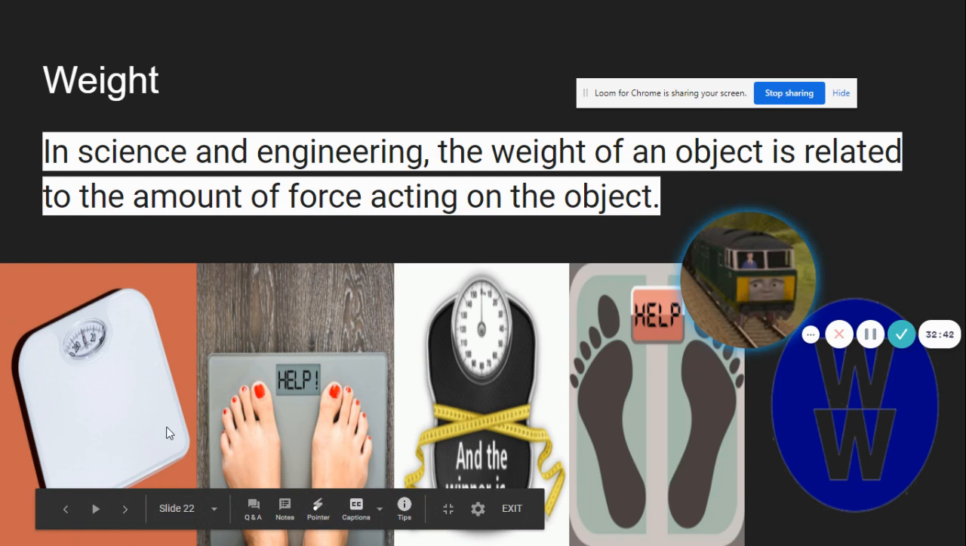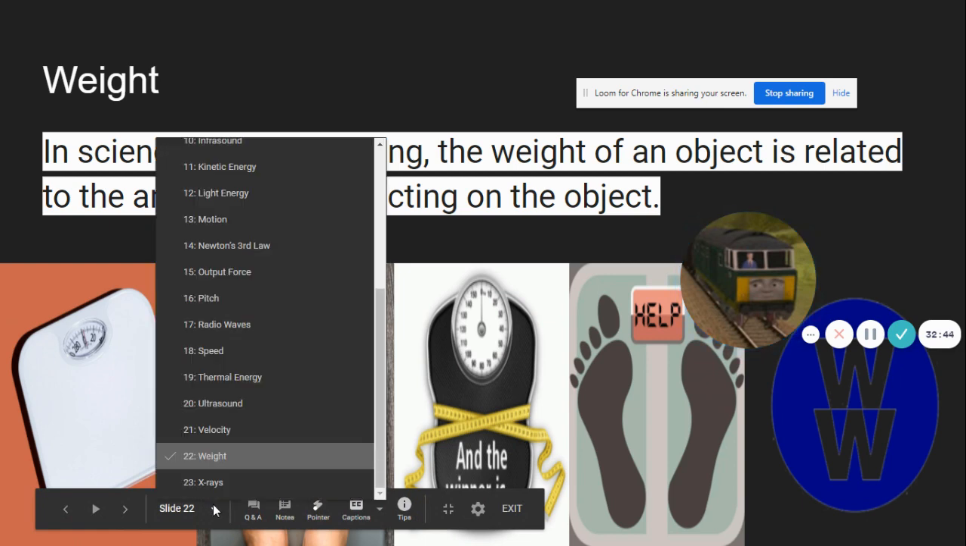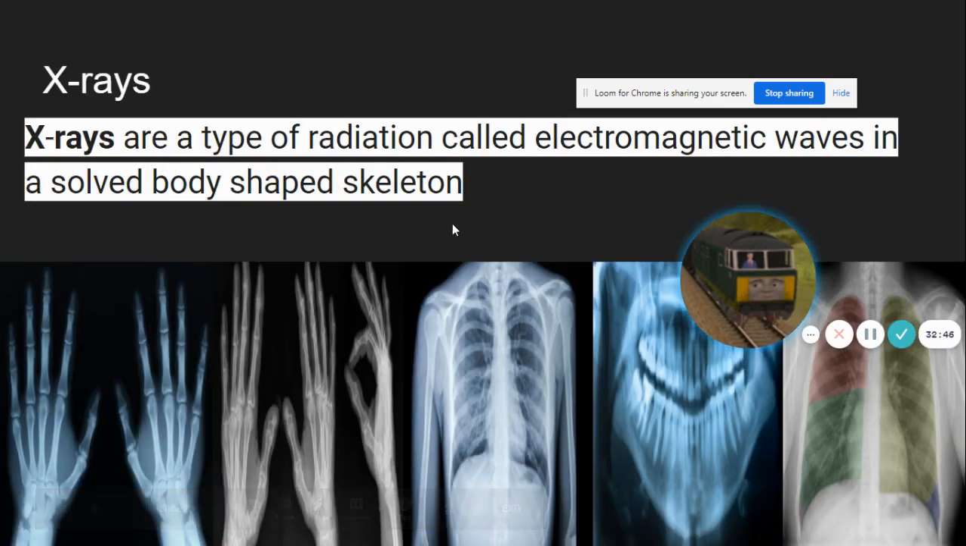Yeah, this is what weight actually is. All right. Just one more second.